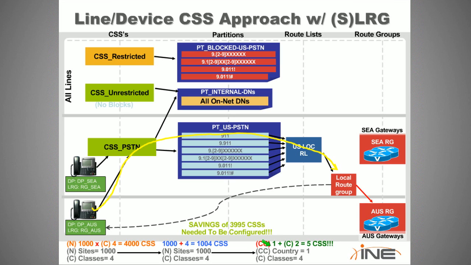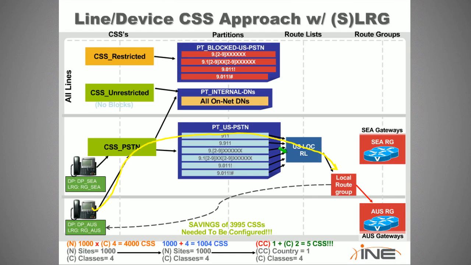With the local route group approach, it's no longer sites times classes, it's country or dialing plan plus classes. So we only have one country or one dialing plan plus 2 classes of restriction, or actually I forgot I was using 4 as the example. This 2 still reflects here, so 1 plus 2 does not equal 5. That's a typo. But with 4 classes and 1 country, I now have 5 calling search spaces total. I'd have 3 block partitions plus my internal plus my PSTN partition. So I have 5 partitions.